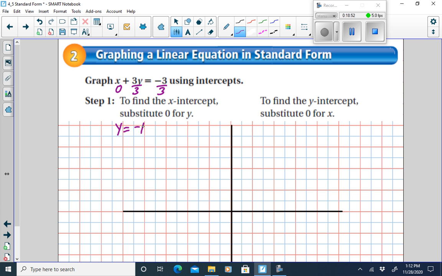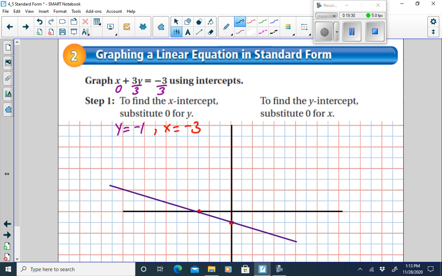If I want to find the x-intercept, we want to replace y with 0. So if we replace y with 0, we get x is equal to negative 3. So we have y is negative 1. That's down here. We have x is equal to negative 3. That's over here. There's the graph of our line. Looks something like this.